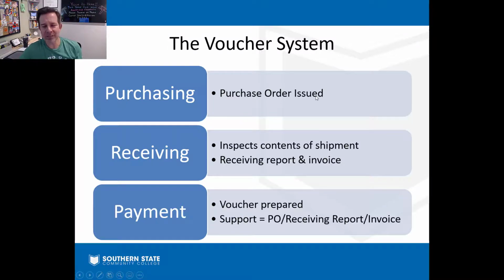Someone couldn't buy something and then receive it and steal it. I couldn't buy something with the company's money and then have it sent to me and steal it, because it has to go through receiving. So there's a wall right there. And we create a wall between the receiving and the payment.